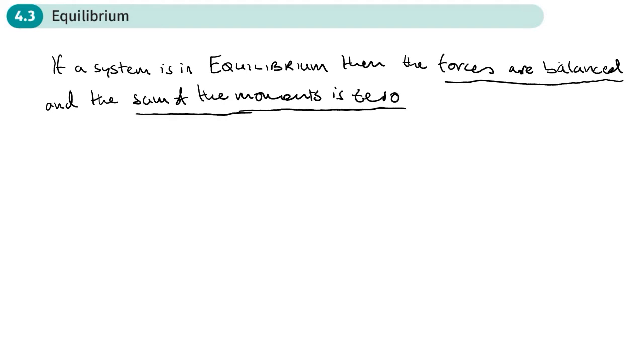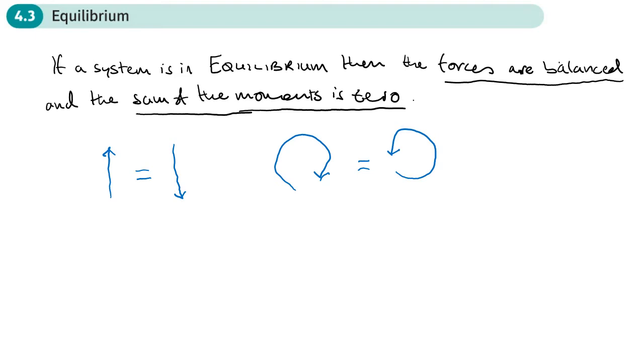So we could probably summarize that in a diagram. If you have any upward forces, they will equal any downward forces. If you have any clockwise moments, they will equal any anti-clockwise moments. So we're looking for those two things. We're looking to see that the moments are balanced and the forces are balanced.